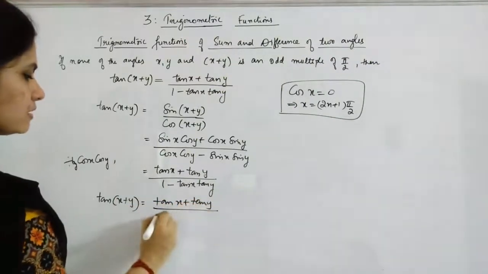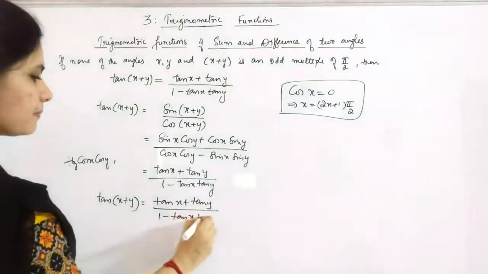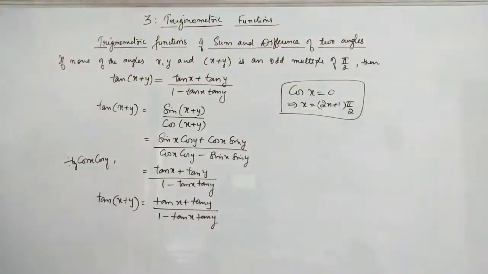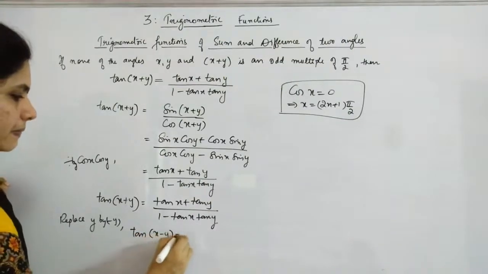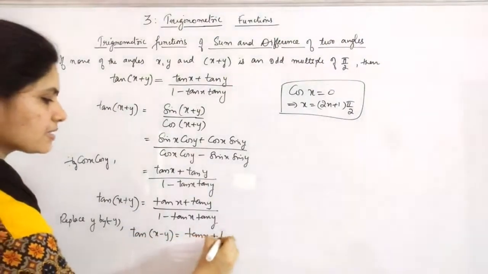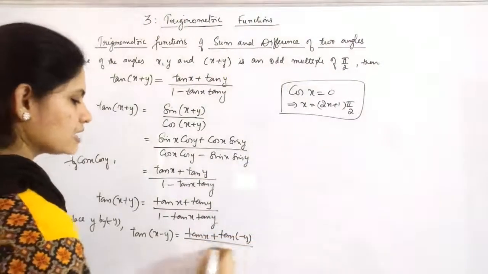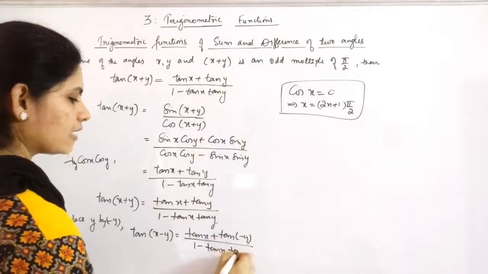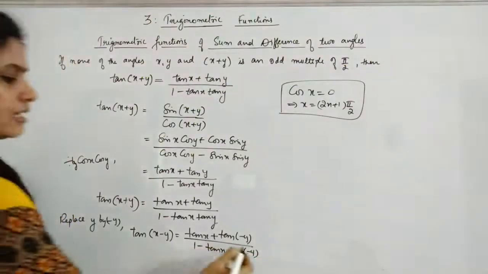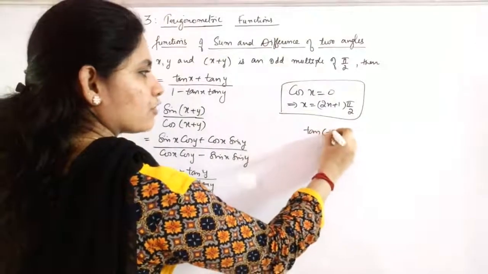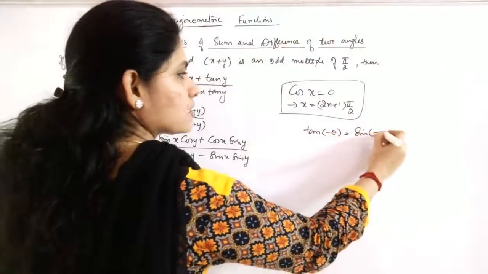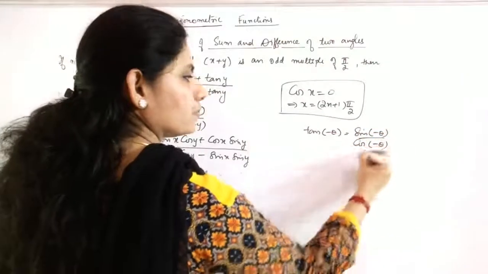replacing y with minus y. Okay. So what you will get here is, when you replace y by minus y, tan of x minus y is equal to tan x plus tan of minus y divided by 1 minus tan x tan of minus y, right? Now we have already seen that tan of minus theta, suppose tan of minus theta we have taken, is sine of that angle divided by cos of the same angle.